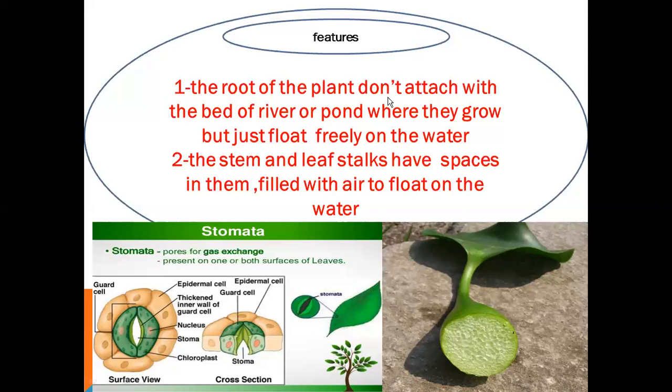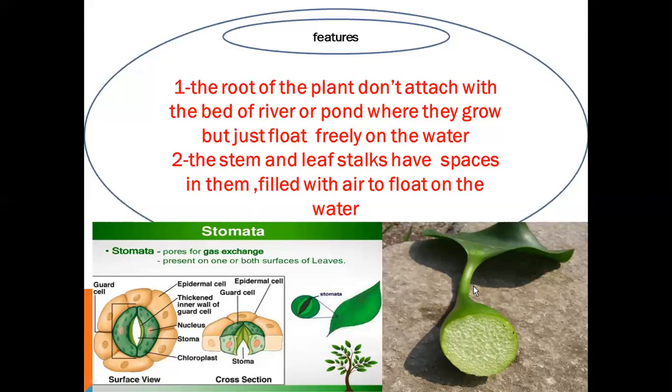About features for the plant hydrophytes, an example is hyacinth. You must check this figure in the opposite direction about stomata. I gave you this part and explained this point for stomata before. You must understand that the leaf, the stem, and the leaf stalk have more air spaces between these parts inside the structure of the plant, so the plant can float freely on the water.